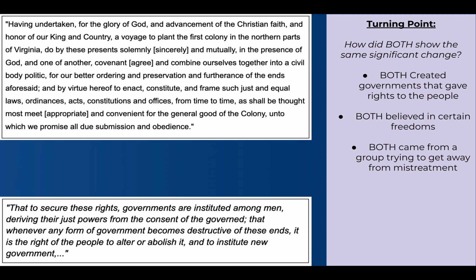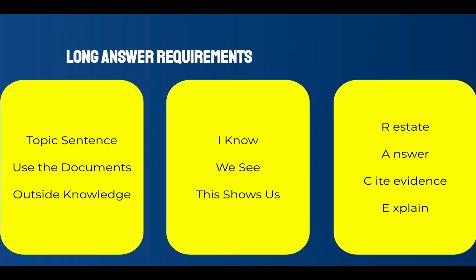Both the Mayflower Compact and the Declaration of Independence believed in freedoms. Both came from a group trying to get away from mistreatment. And then you do the same exact thing. How did both change the world in the same exact way? How did both show the same significant turning point?